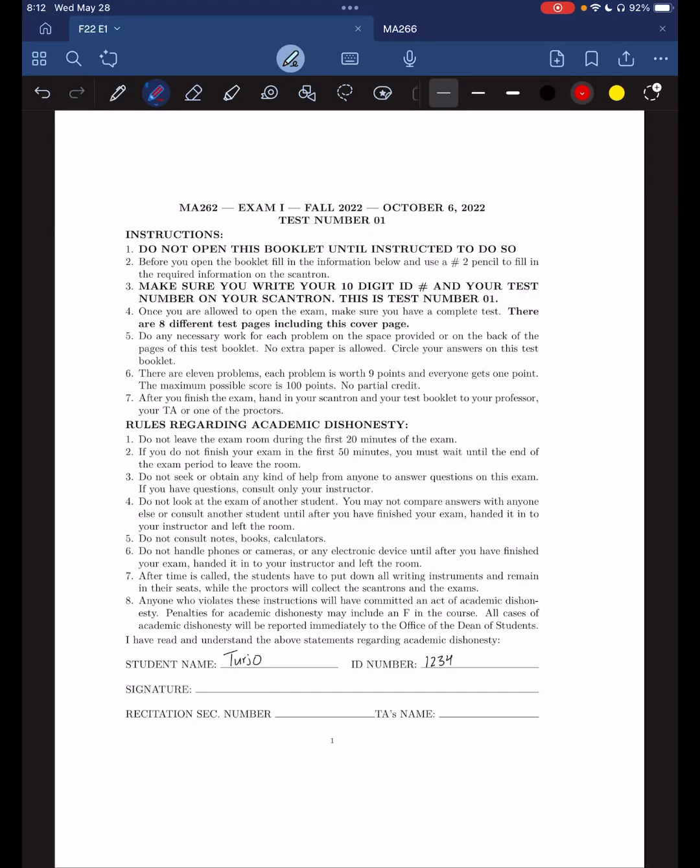Okay, hello everybody. This is exam one from fall 2022 of MA262. Not much to be said, let's just get into it.